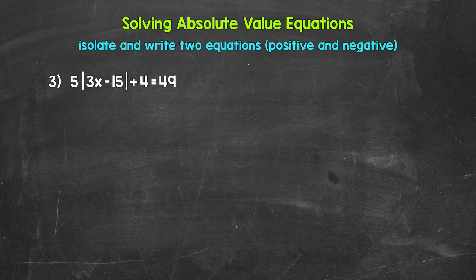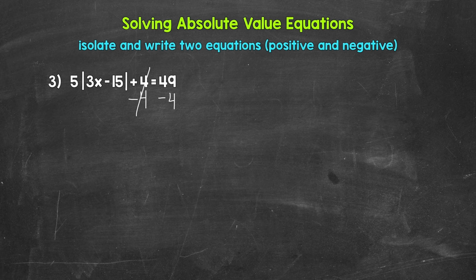Now the first thing that we need to do when solving an absolute value equation is to isolate the absolute value. We are multiplying that absolute value by 5 and then adding 4. So we need to undo that addition first. The inverse operation of addition is subtraction, so let's subtract 4 from the left side of the equation. That means we need to subtract 4 from the right side as well.